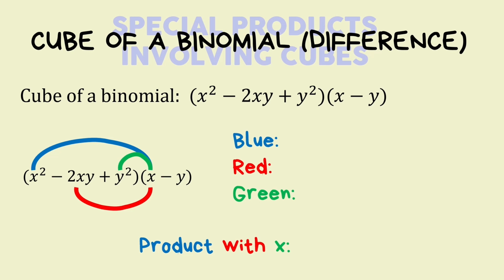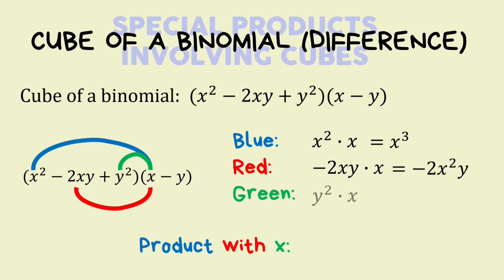Once again, be guided by the color coding to make everything easier. x squared times x will be equal to x cubed. Negative 2xy times x will be equal to negative 2x squared y, and y squared times x will be equal to xy squared. Adding them all together, we should have x cubed minus 2x squared y plus xy squared.